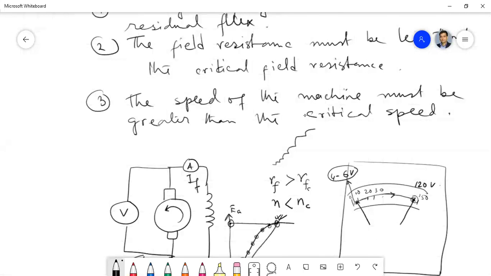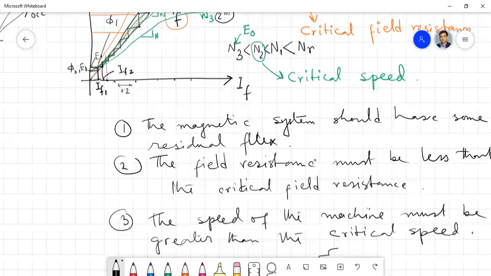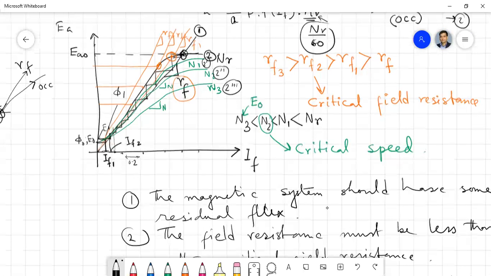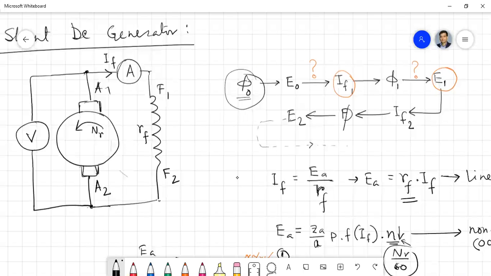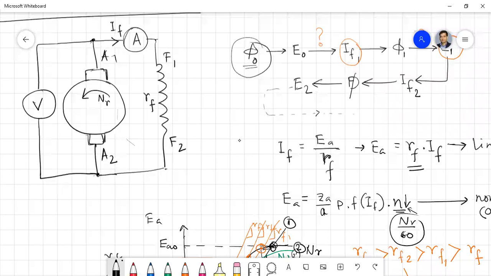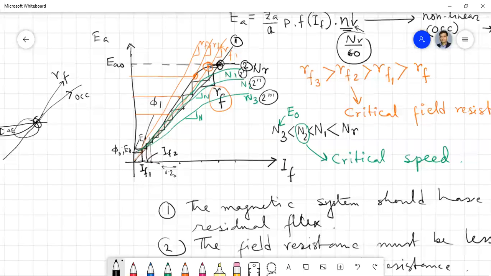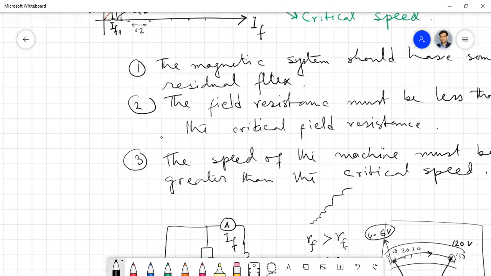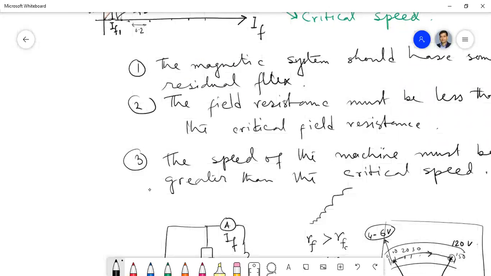Yes sir. So ideally it is infinity, but practically it is not infinity. Anyway, okay, so one point I didn't mention in the last class, another point number 4, for which the voltage build-up process may fail in case of DC shunt generator. Okay, so that is very simple.